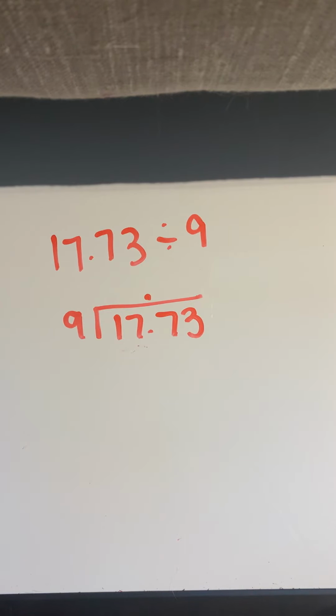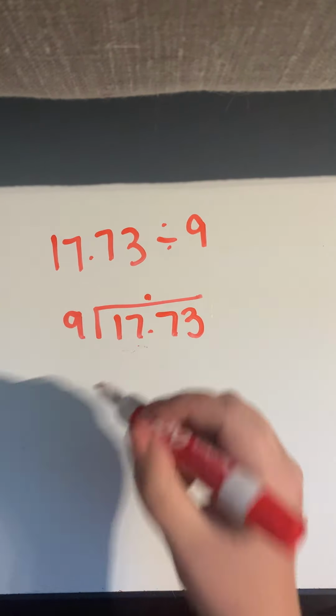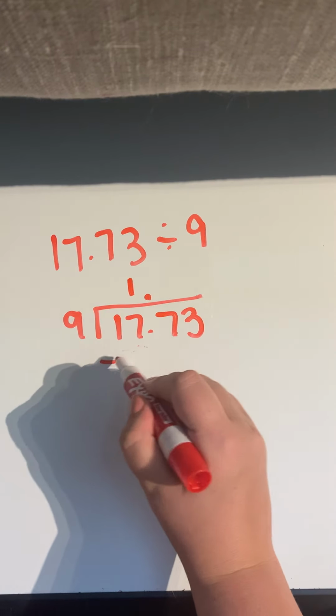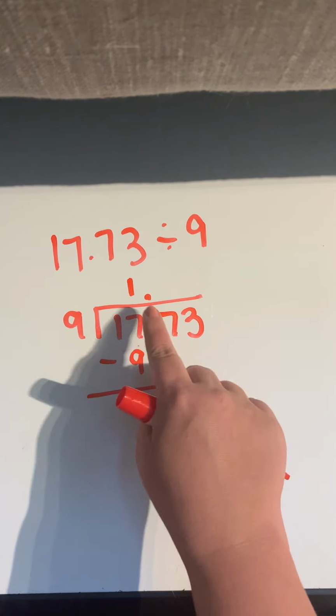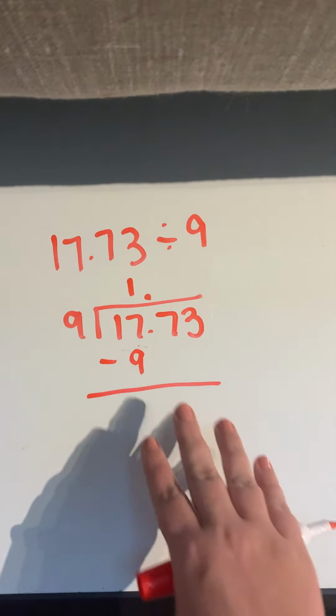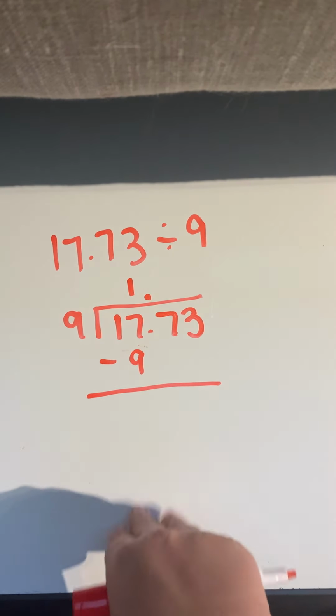Can I do 9 times 2? And that's 18. That would be a little bit too much. I'm going to put a 1 here, okay? And I already put my decimal so I don't forget. Don't forget, you do not bring your decimal down when you're dividing.